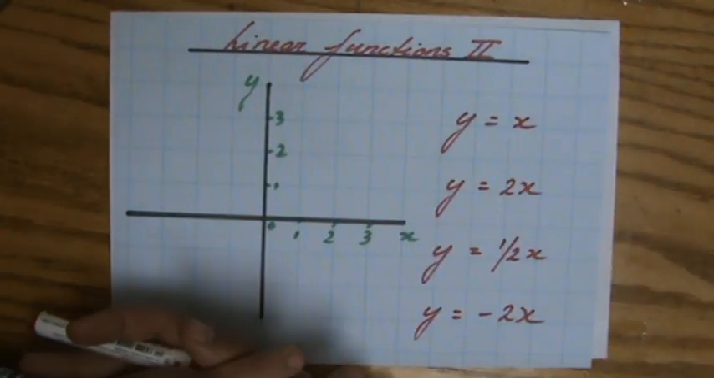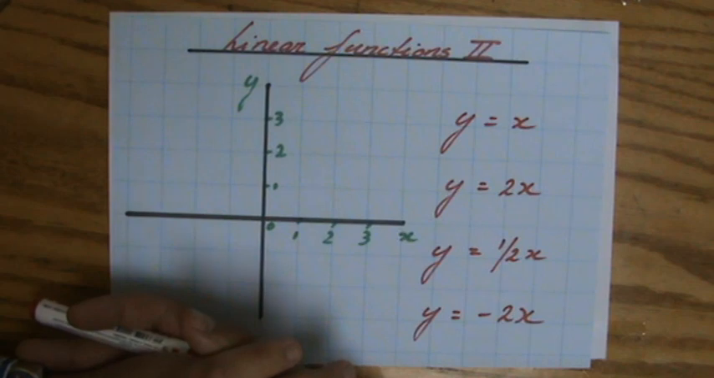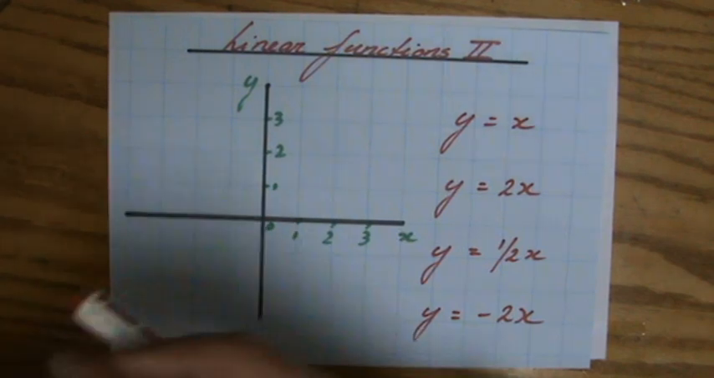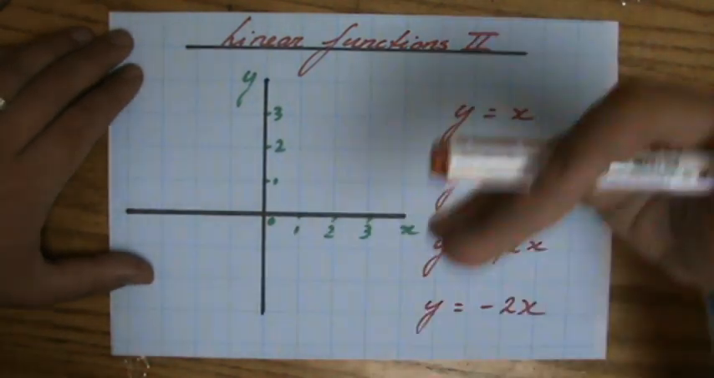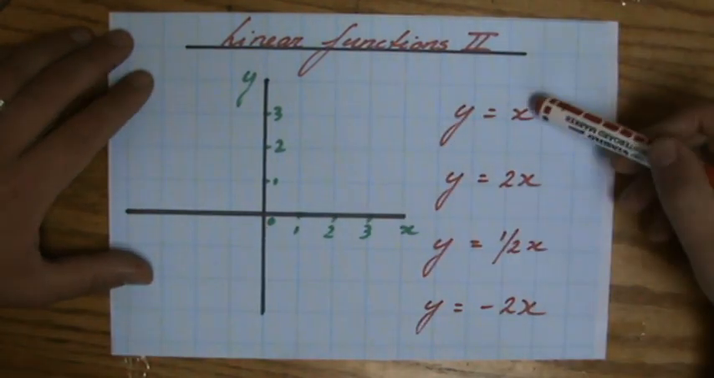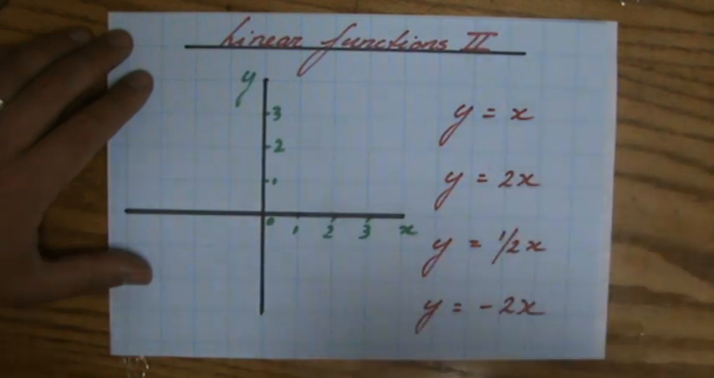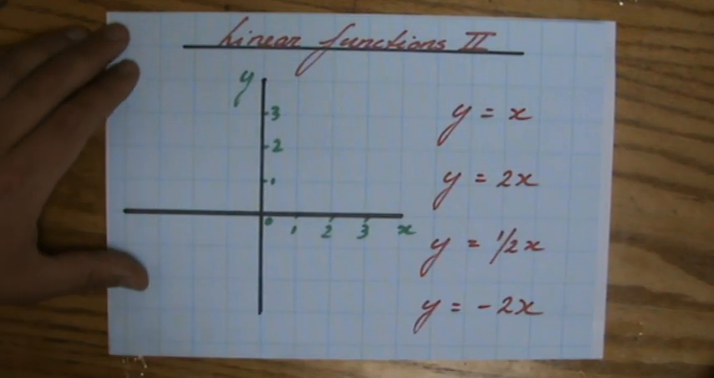We need 2 points to draw a line, but we always find at least 3. Of course you can do more, but at least 3 just to check, to make sure we didn't make a silly mistake. That's what I've done in my previous videos. And now we're going to graph these 4 linear functions, and I'm going to do it relatively quickly.